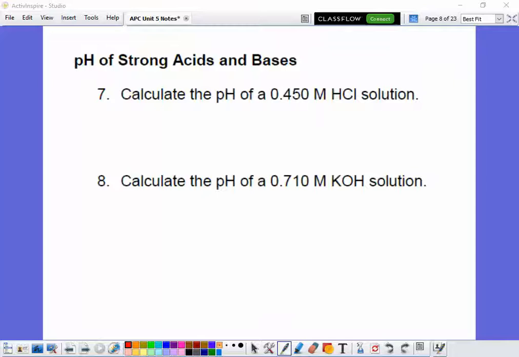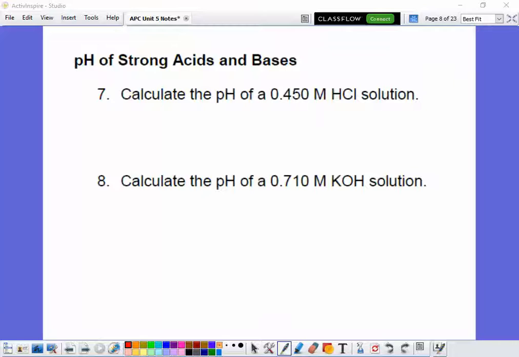Strong acids completely dissociate. So the amount that they dissociate in water is what you're getting at, right? So the concentration, you can have a weak acid and a strong acid that are at the same concentration. Their pHs are going to be different, though, because it has to do with how much it's dissociating in water.